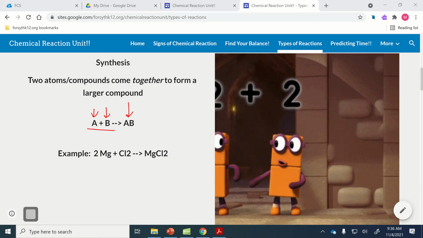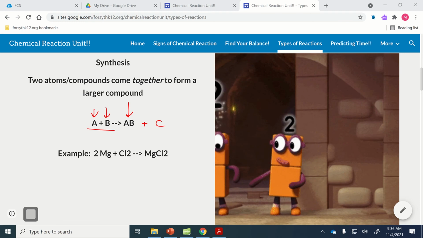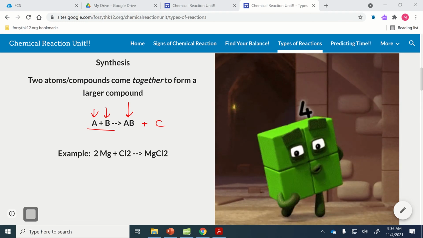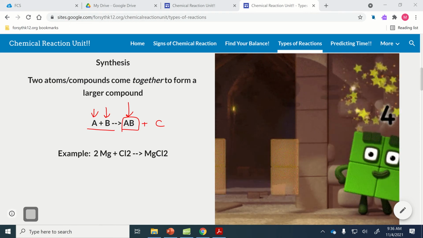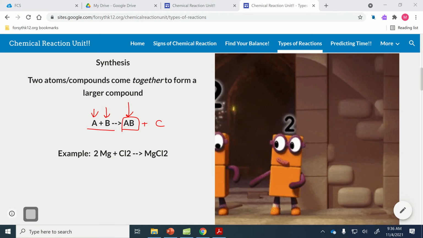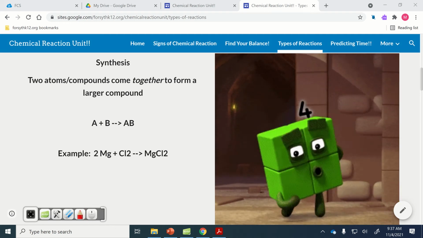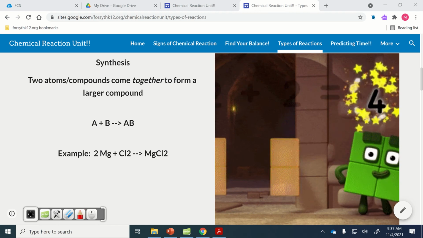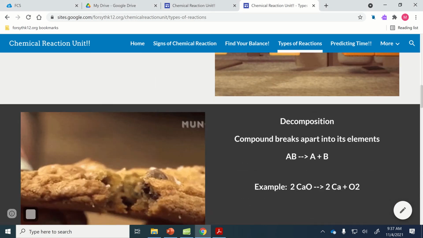Okay. There might be an extra element that forms as well in some way or some other different type of compound. But the whole idea is that you get a larger compound from those initial reactants. So you can see my example there, it's already balanced too. Mg plus Cl2 will form magnesium chloride. 2 elements combine to form a single compound. Okay, so that is synthesis. A plus B forms AB.